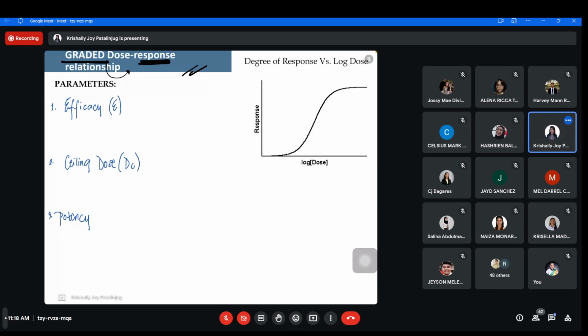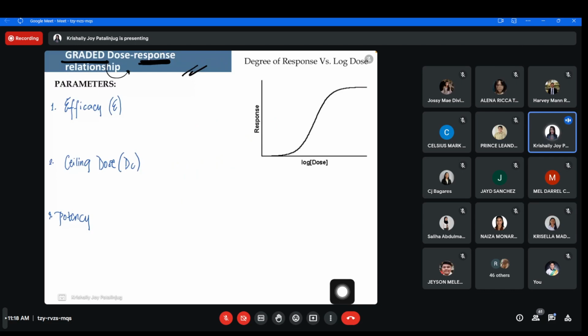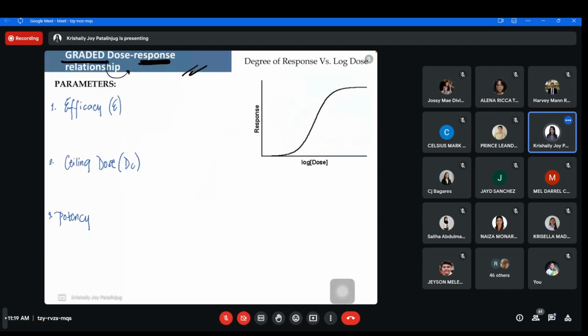Then prior to discussing this graded dose response, of course you have to understand first the parameters so that you understand its applications: how it is used, why it is used, how to use it. You have to understand the terms or parameters that are involved in the graded dose response. Okay? So one of the parameters involved in this type of curve or relationship is the efficacy.